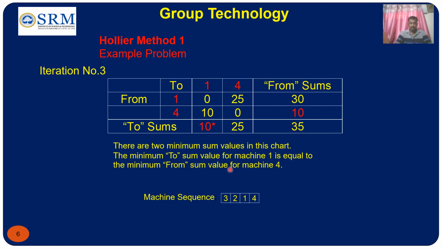We have to keep the position 1. We have to consider this one first, then we have to consider this one next as described in the procedure. So we have to consider this one column wise. So we have to place the machine number 1 in the third place, machine number 4 in the next place. Now the iteration is over. Now we have arrived at a sequence of machines to process this group.